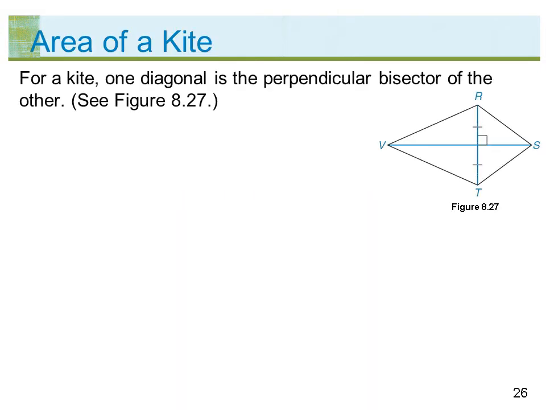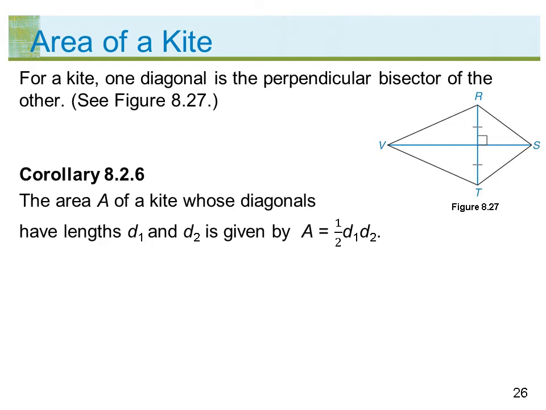For a kite, one diagonal is the perpendicular bisector of the other. See Figure 8.27. Corollary 8.2.6. The area, capital A, of a kite whose diagonals have lengths d sub 1 and d sub 2 is given by capital A equals 1/2 d sub 1 d sub 2.